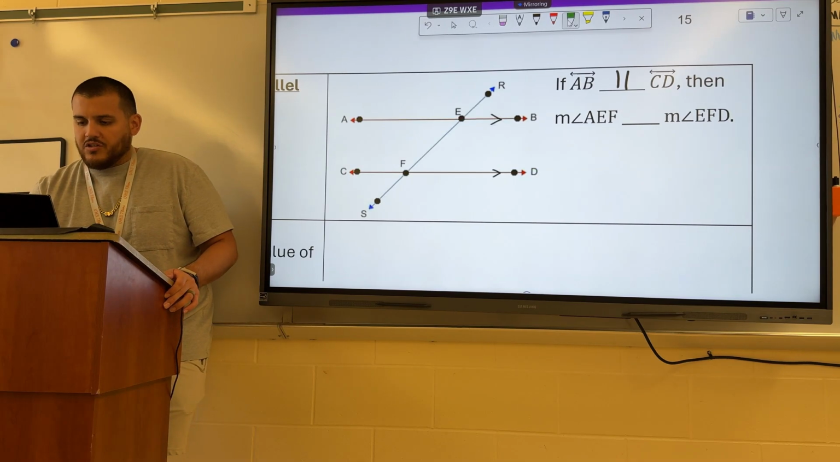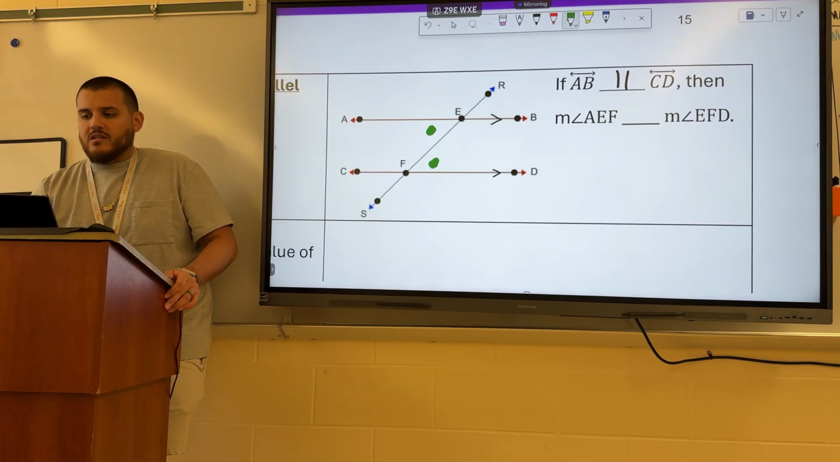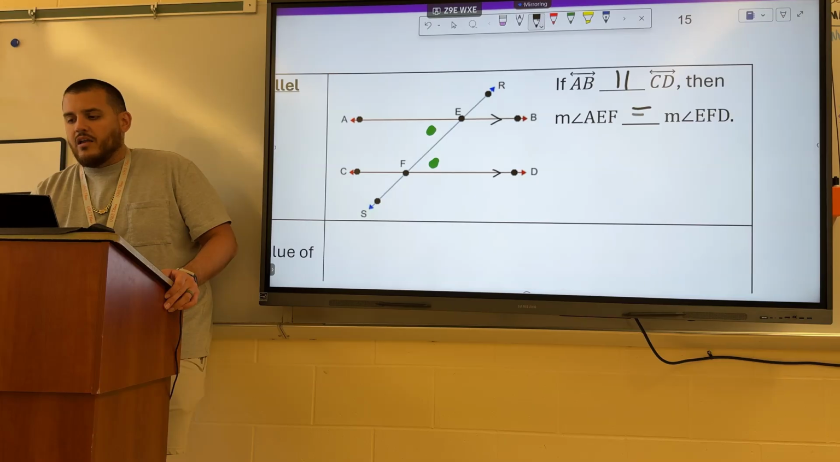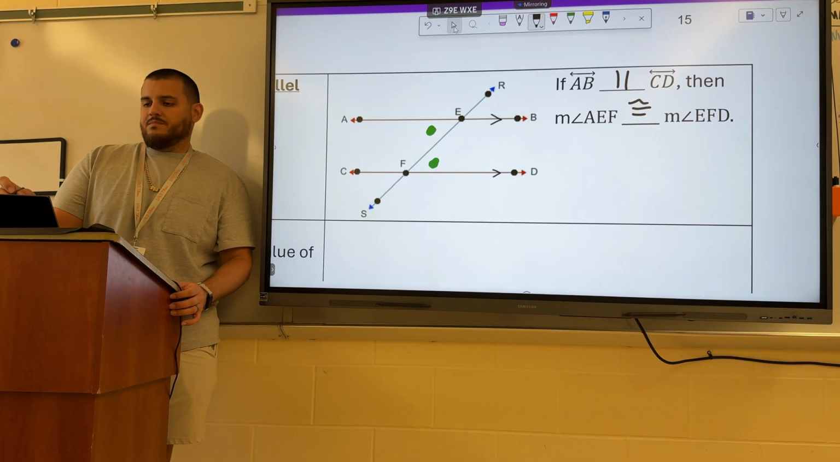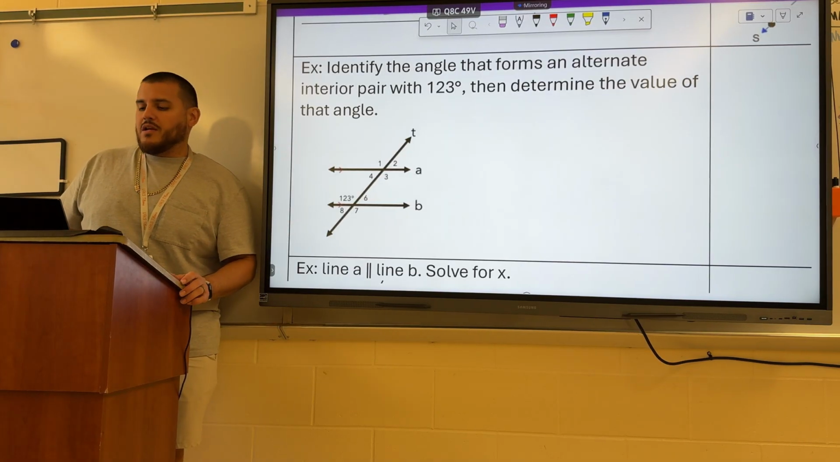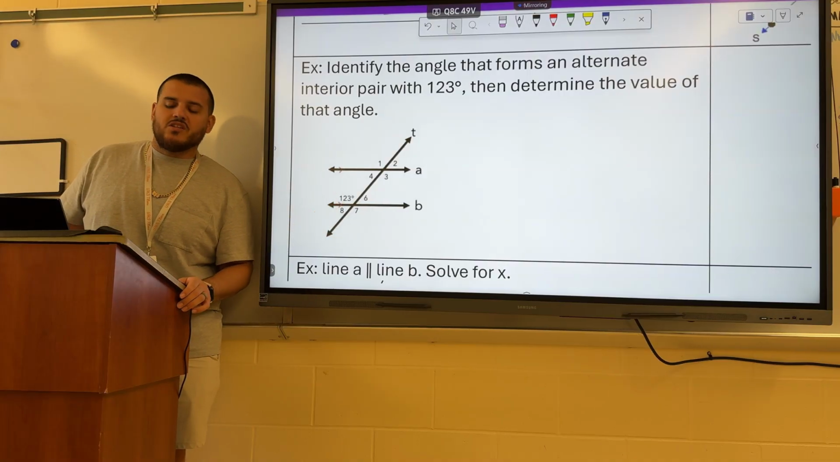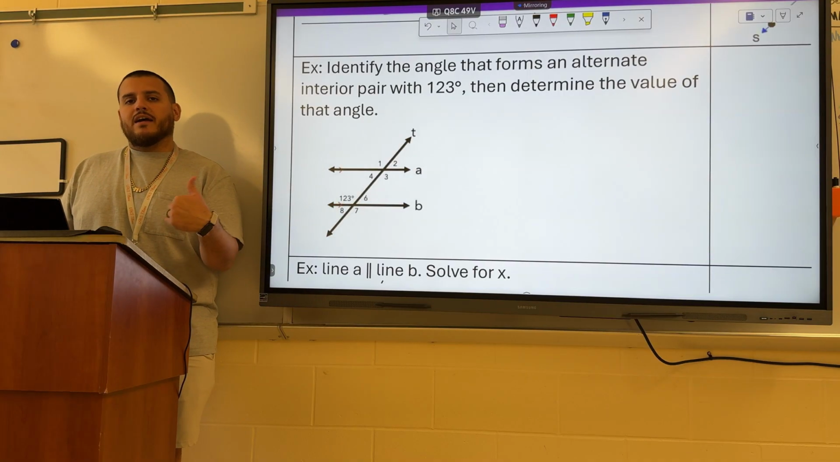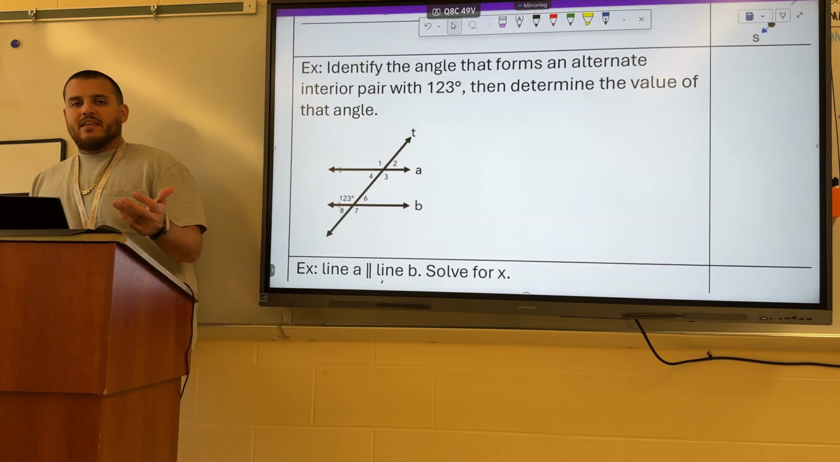So AEF, which is right here, would be congruent to EFD, which is right here, because they're alternate interior angles on parallel lines. They must be equal in measure. We have here the same visual figure as we had with our corresponding angles theorem, where we're given 123 degrees at the top left of this intersection down here.